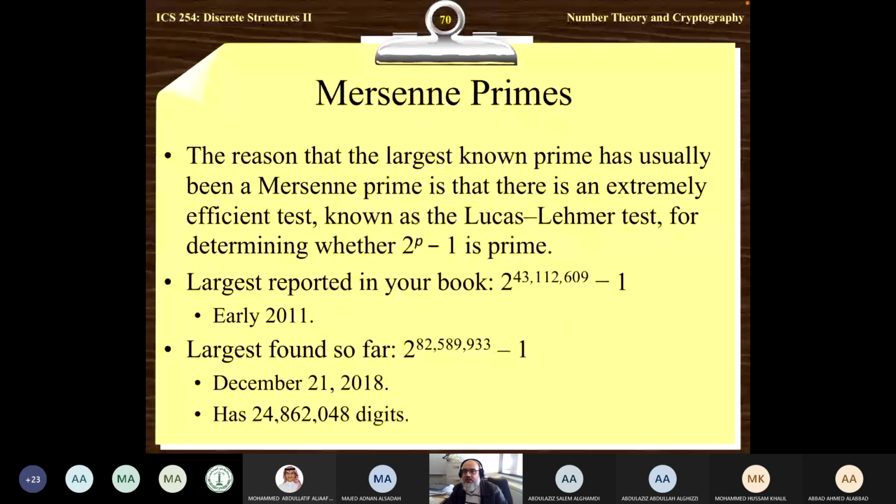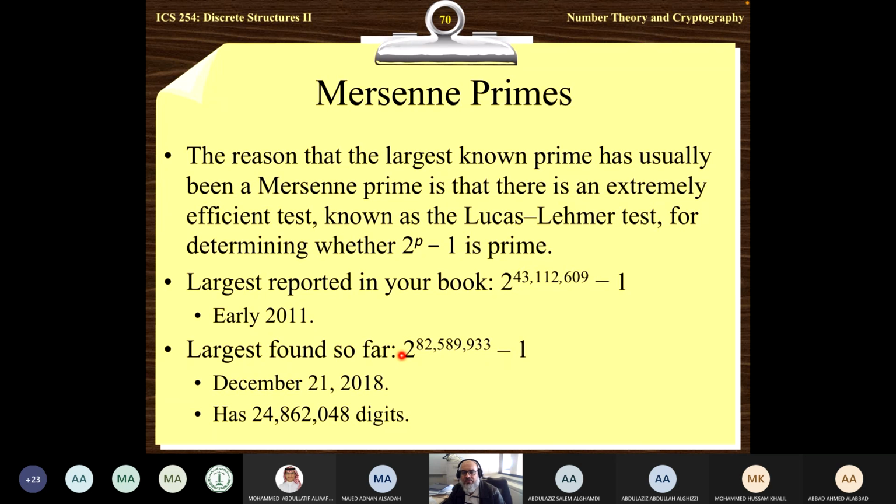Basically, the largest number that has been reported in your textbook was 2 to the power 43,112,609 minus 1, and this was in early 2011. Now, the largest found so far is 2 to the power 82,589,933 minus 1, and this was found or documented on December 21st, 2018.